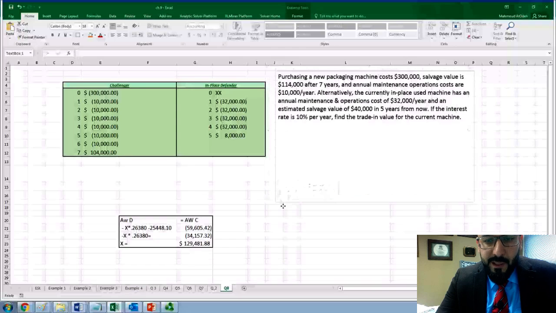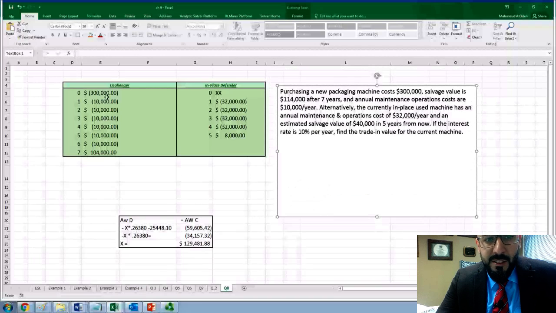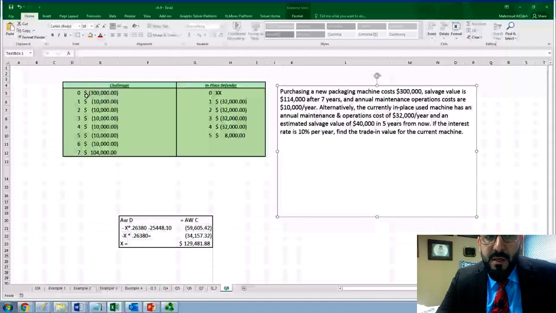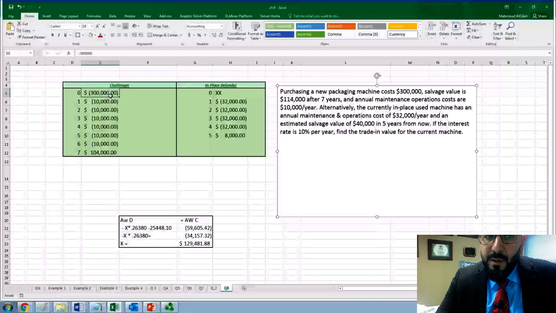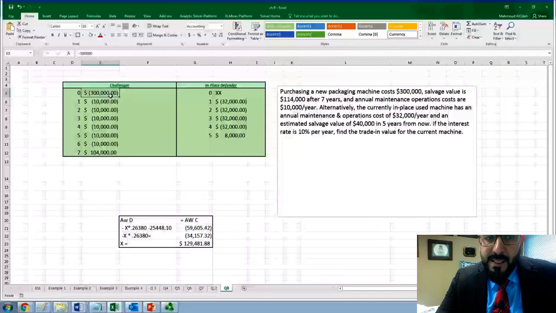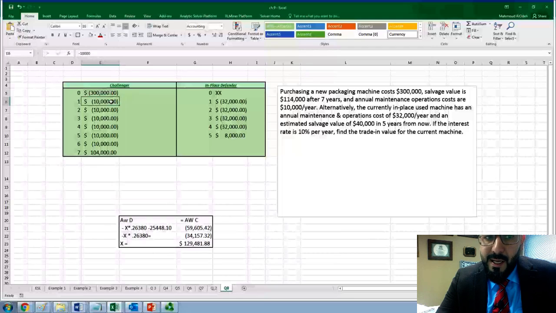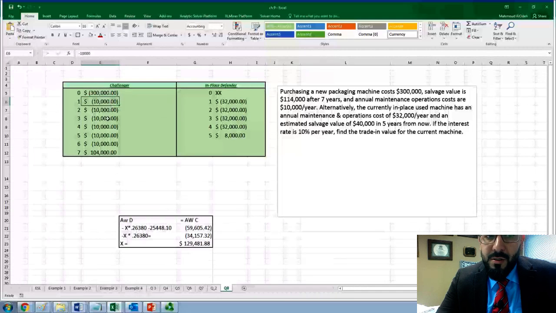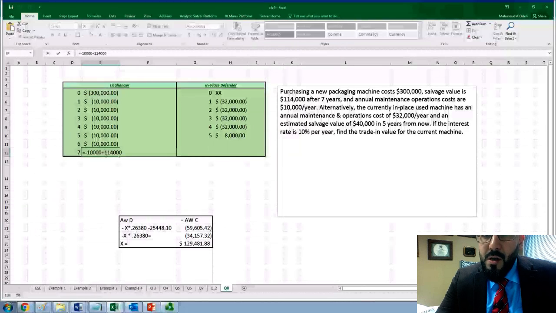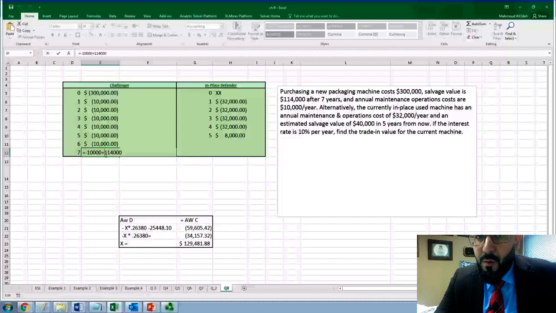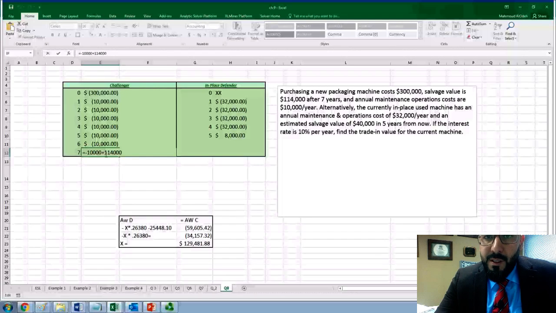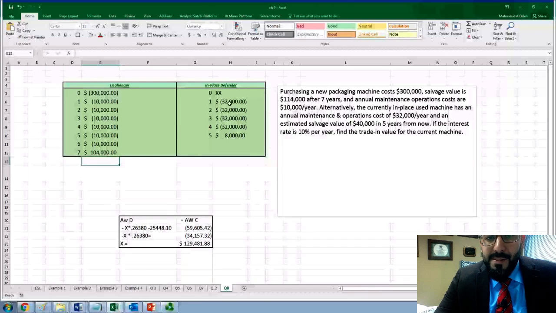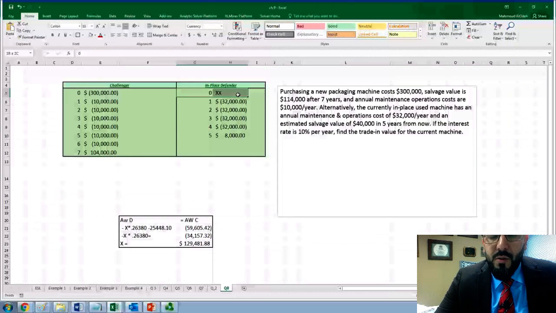So this is the information basically. I did summarize the information on this table from year 0 to 7. On year 0 we have $300,000 as the initial cost, and then $10,000 maintenance and operational costs from year 1 to 7. Also in year 7, we don't want to forget that we will be collecting a $114,000 in salvage value.